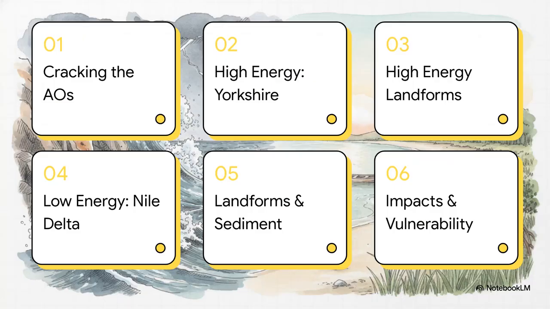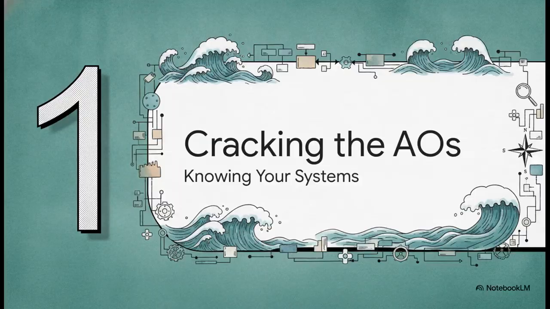Here is our mental roadmap for today. 1. Cracking the assessment objectives. 2. The high-energy Yorkshire coast. 3. Interrelated high-energy landforms. 4. The low-energy Nile Delta. 5. Delta landforms and sediment. And 6. Human impacts and vulnerability.